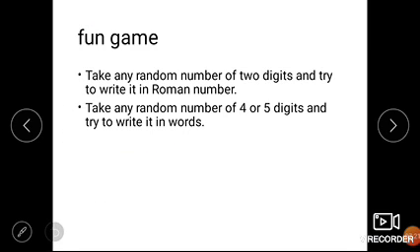Oh, it's a game. Write down this as your homework. What you have to do, take any random number of 2 digits and try to write it in Roman number. Then the second homework is, take any random number of 4 to 5 digits and try to write it in words. Select any digit from 0 to 9 and write continuously till it becomes a 4 or 5 digit number, and then write it in words. At least try 5 examples of each.